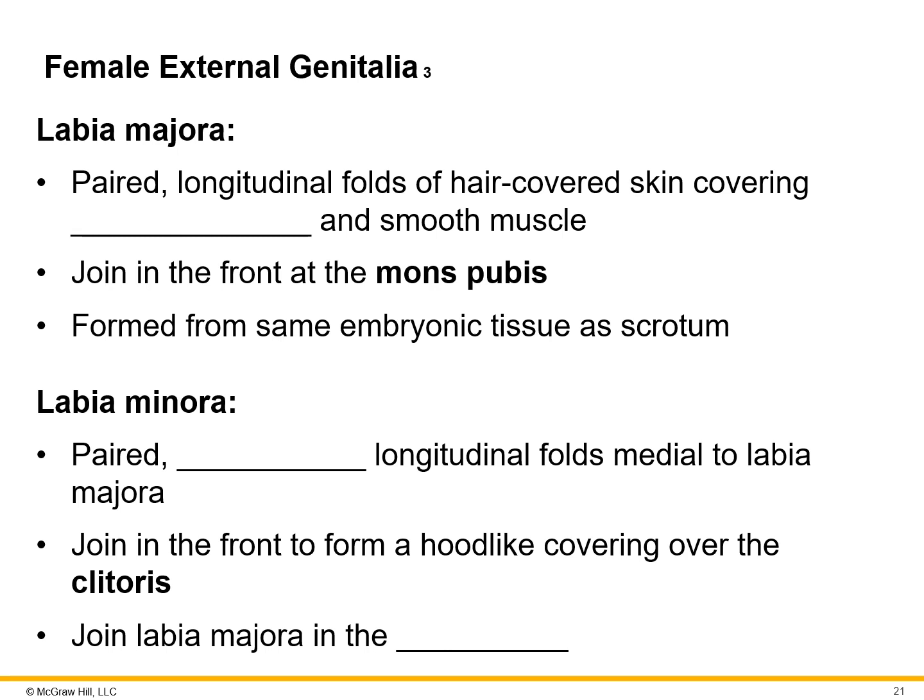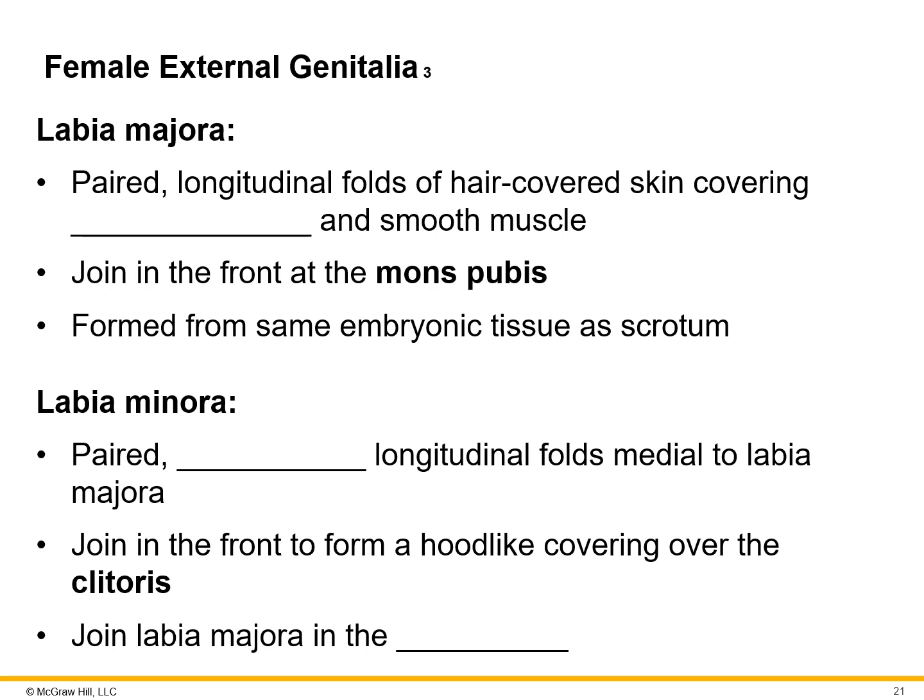The labia majora are going to be the paired longitudinal folds of hair-covered skin that cover adipose and smooth muscle. This pretty much just encases all of the other reproductive structures of the female. It's going to be the most outer layer. The folds join in the front at what we call the mons pubis, which is just a rounded cushion of adipose tissue. It's formed from the same embryonic tissue as the scrotum in males.